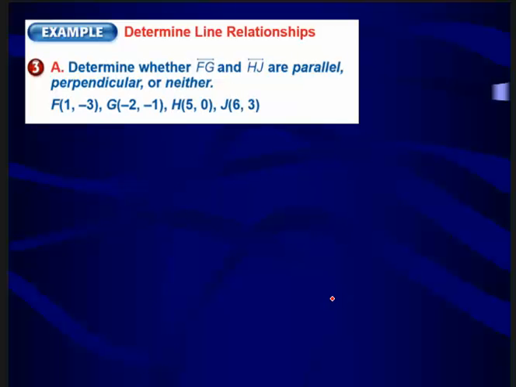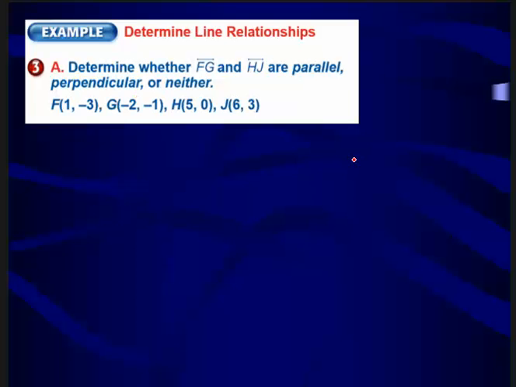Okay, so let's see if we can figure out some information here. We need to determine if FG and HJ are parallel, perpendicular, or neither. Well, what do we know about parallel lines and perpendicular lines that might help us determine the answer to this question? We know that parallel lines have the same slope. Perpendicular lines have opposite reciprocal slopes. So if we found the slope of these two lines, we could compare them and see what kind of lines they might be.